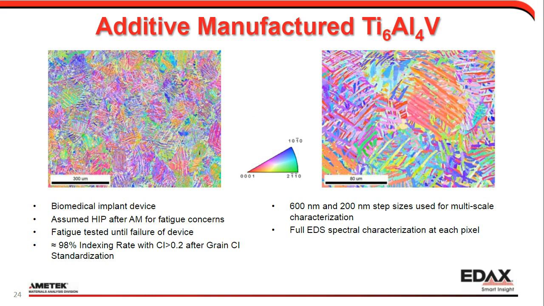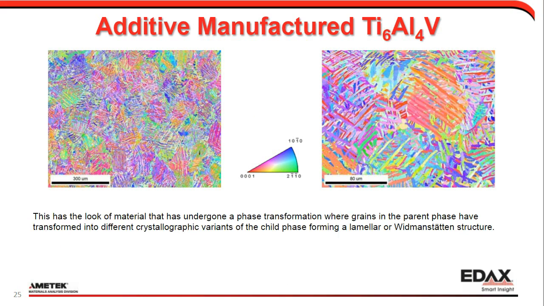And even though we really don't know much, we know this looks like it's undergone a phase transformation, but we really didn't know anything about it when we received the sample. I would assume those who work on these materials would understand this and know this microstructure better, but it was interesting for us to take a look kind of sight unseen.